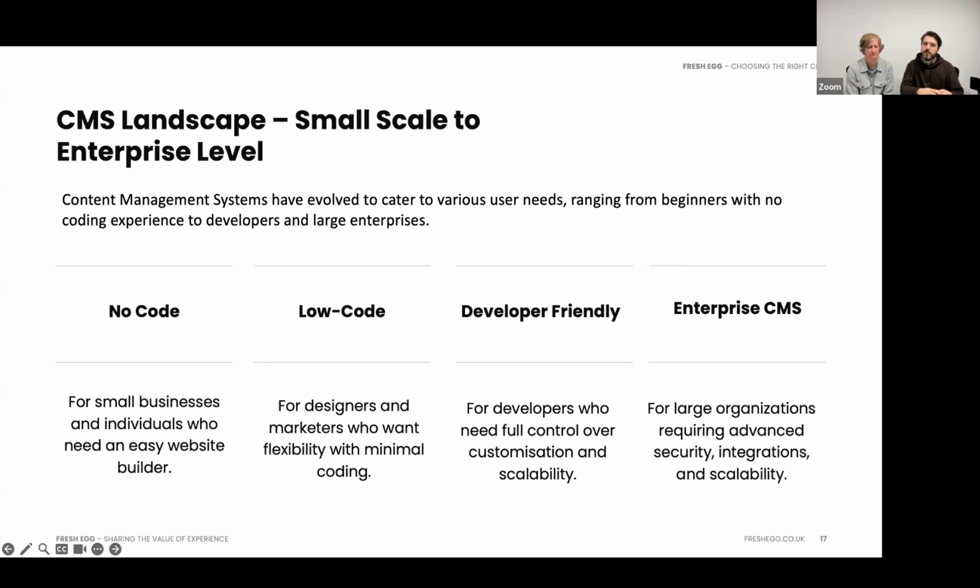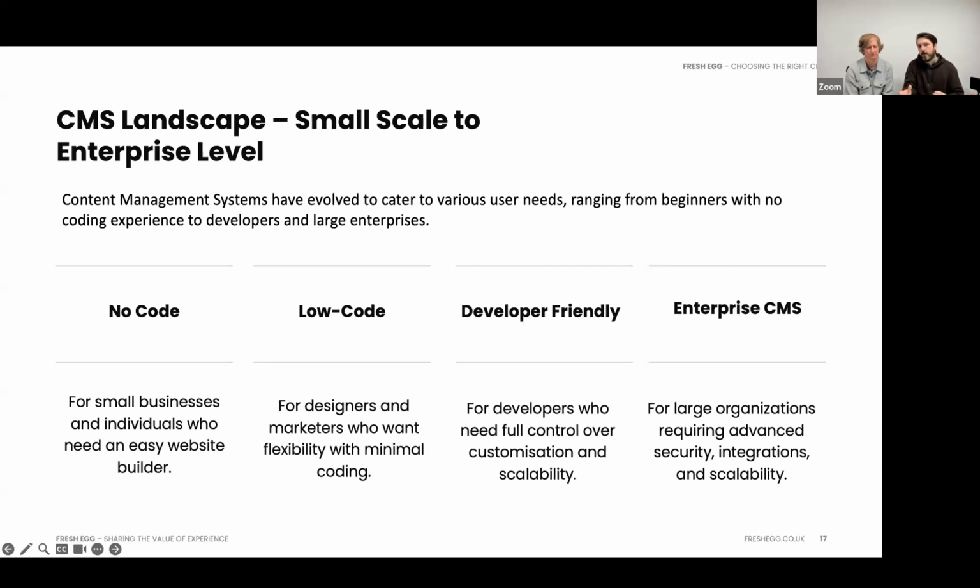Then we've got what we class as developer friendly, and this probably makes up the large proportion of CMSs. This is the likes of your WordPresses, your Umbracos, your Drupals. This is for developers who want full control to build out your website exactly to your requirements, handle scalability, and tweak all the things like performance and security, etc.